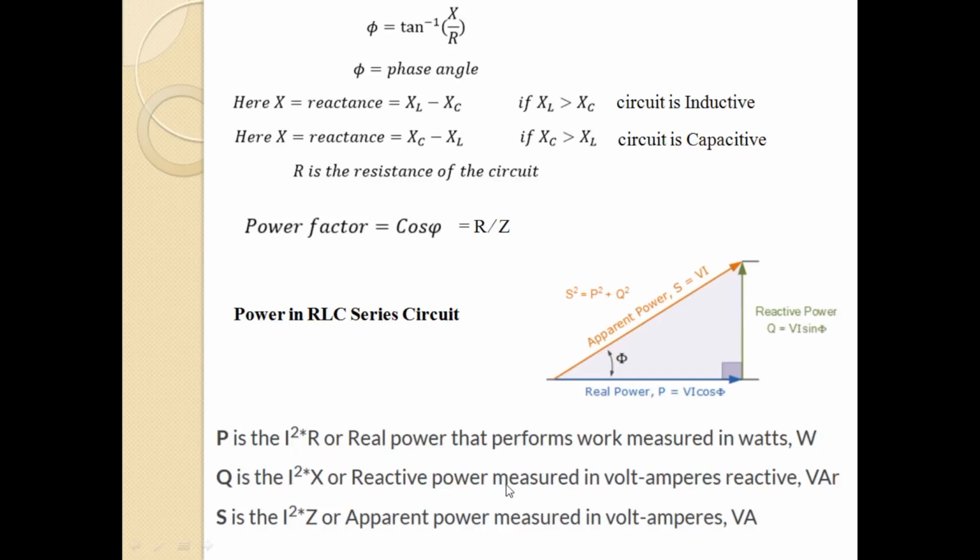The reactive power, which is measured in VAR, that is volt-ampere reactive, is obtained by I square X. I is the RMS value of the current through the inductor. The total apparent power, measured by VI, can be obtained as I square Z, and it is generally expressed in volt-amperes.